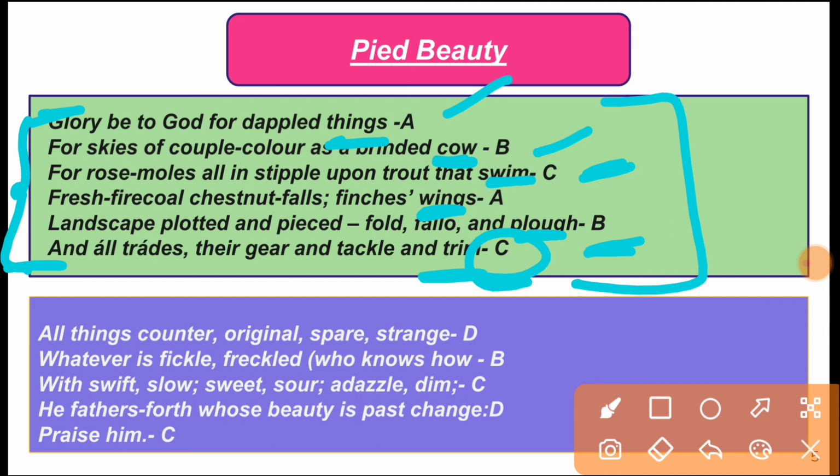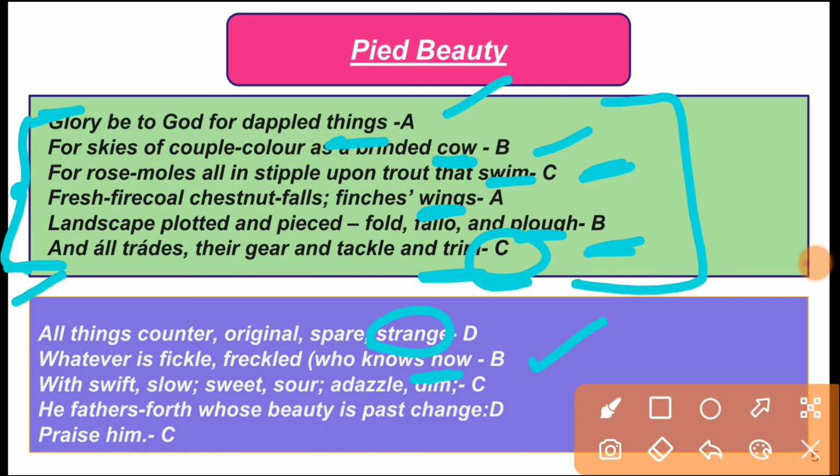Then I am reading another stanza. All things counter, original, spare, strange. Here strange is pronounced differently, so that is why I mark this word with D rhyming scheme. Then whatever is fickle, freckled, who knows how. How, again I mark with B rhyme scheme. Then with swift, slow, sweet, sour, adazzle, dim.